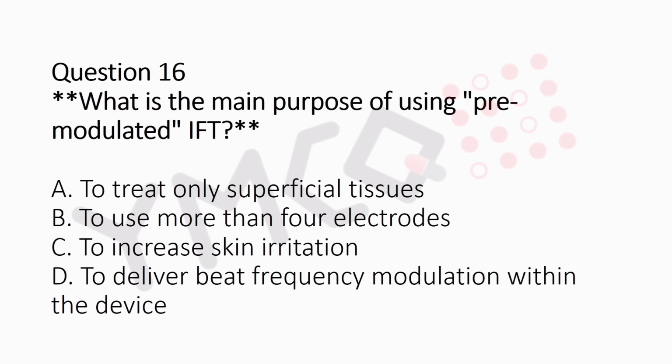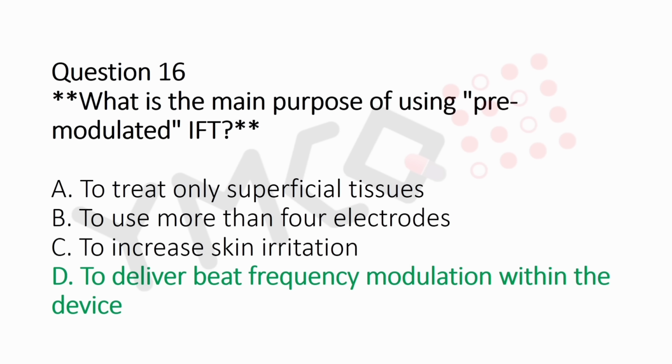What is the main purpose of using pre-modulated IFT? Option A, to treat only superficial tissues. Option B, to use more than 4 electrodes. Option C, to increase skin irritation. Option D, to deliver beat frequency modulation within the device. And the answer is option D, to deliver beat frequency modulation within the device.